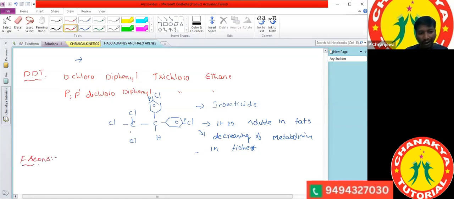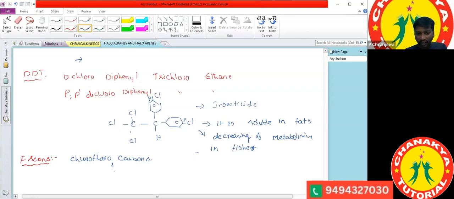Freons are nothing but chlorofluorocarbons. Chlorofluorocarbons are called freons.